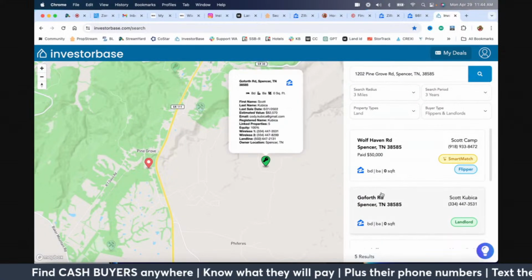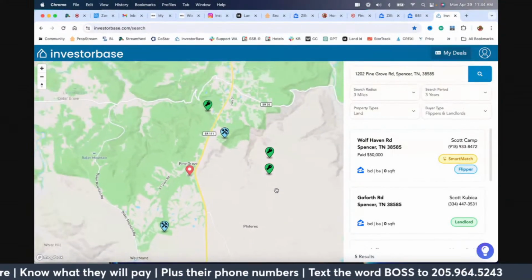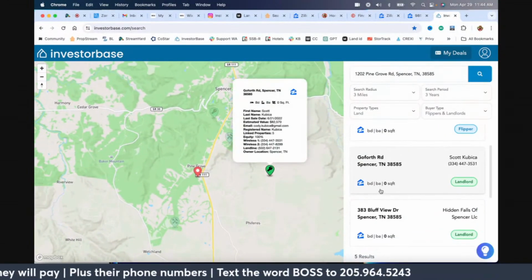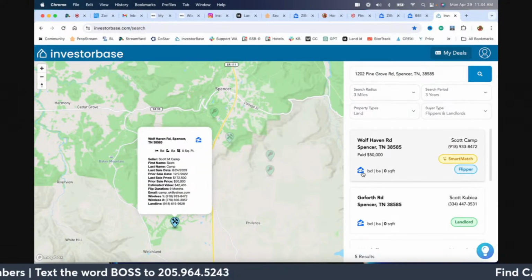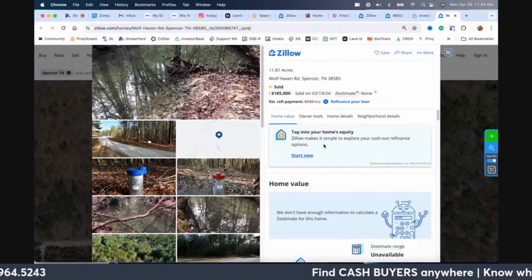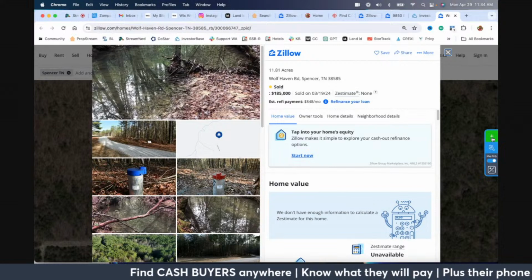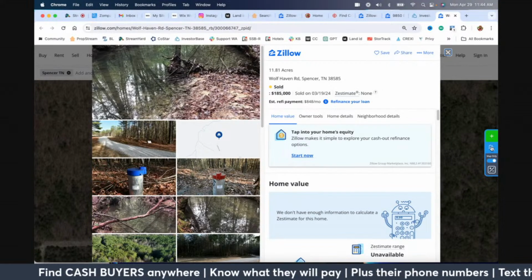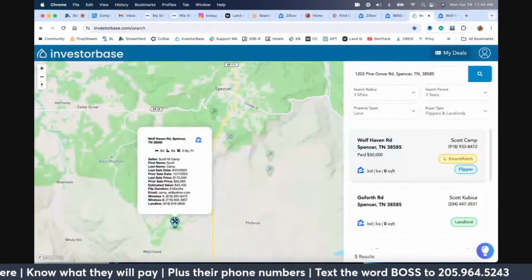All right, so we got 5 results. Let me zoom out a little bit. So 50K there, 8,000. So how big was this 50K one? That was 11 acres though. Yeah. And then they sold it for 185, which is encouraging. So let's do this. I'll add that one.